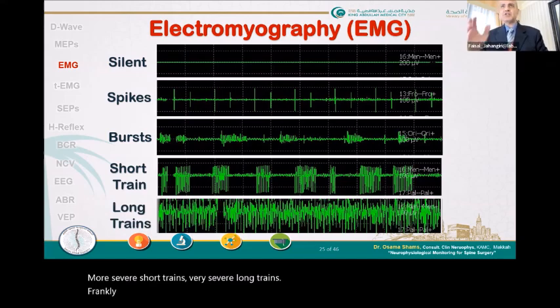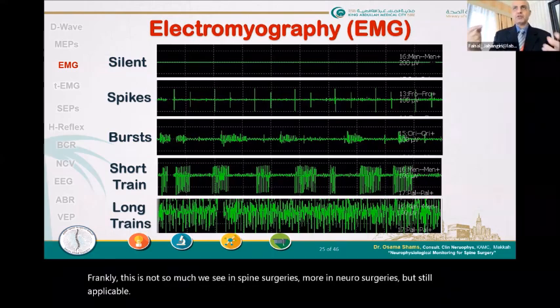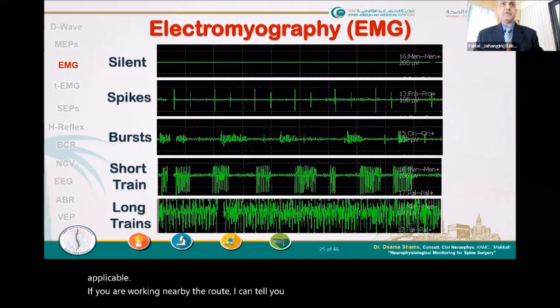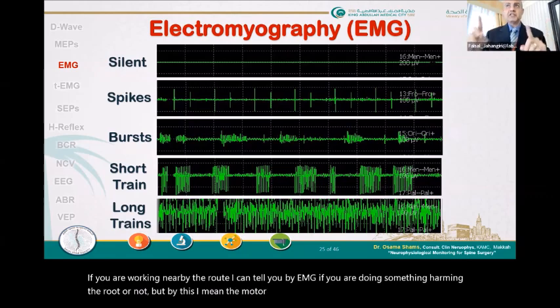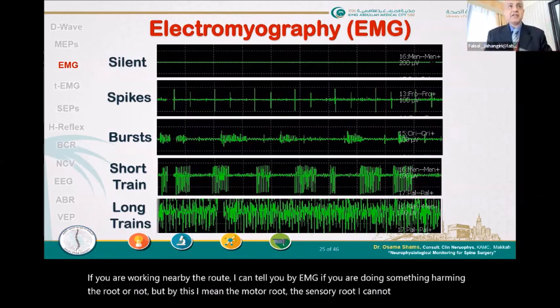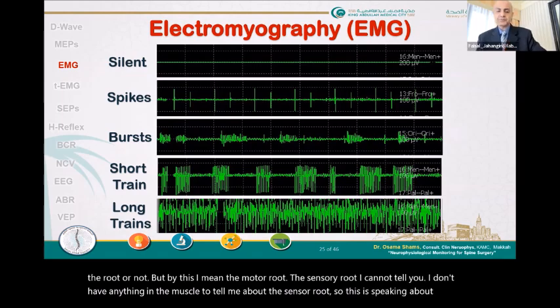Frankly, this is not so much what we see in spine surgeries, more in neurosurgeries, but still applicable. If you are working nearby the root, I can tell you by EMG if you are doing something harming the root or not. But by this, I mean the motor root. The sensor root, I cannot tell you. I don't have anything in the muscle to tell me about the sensor root. So this is speaking about the motor roots.